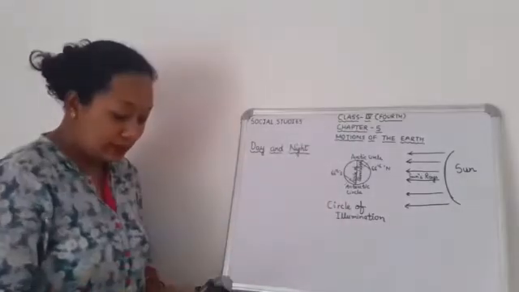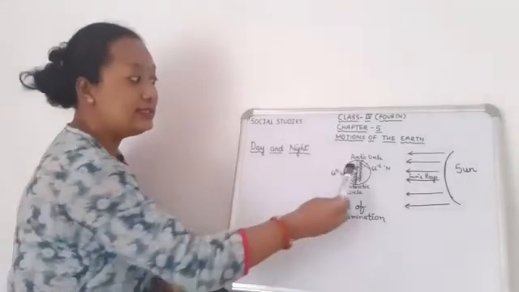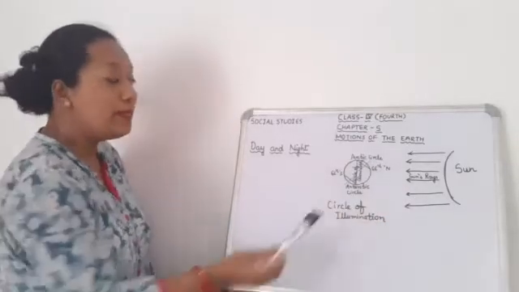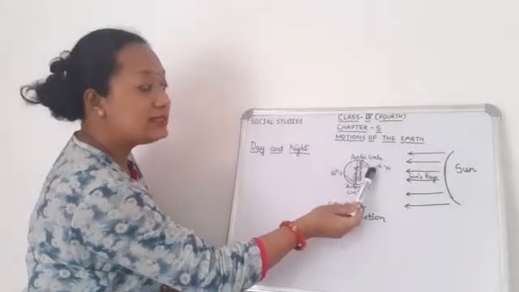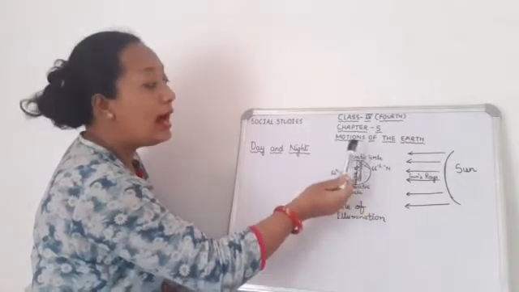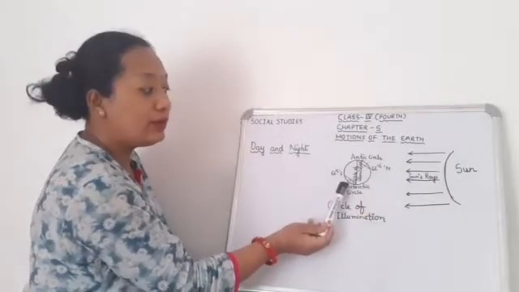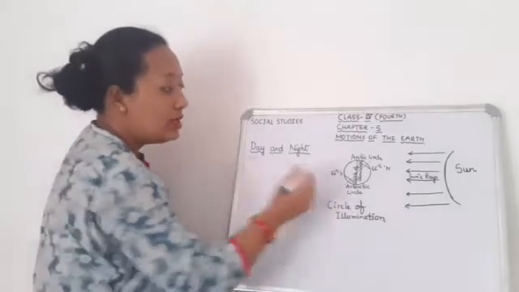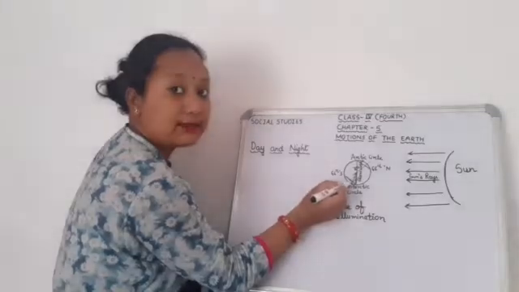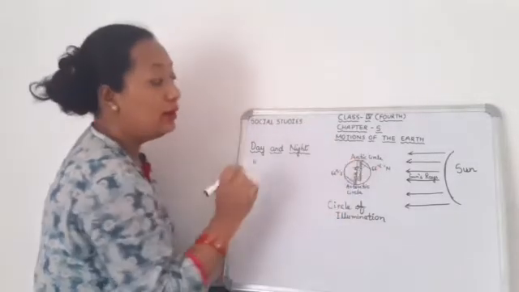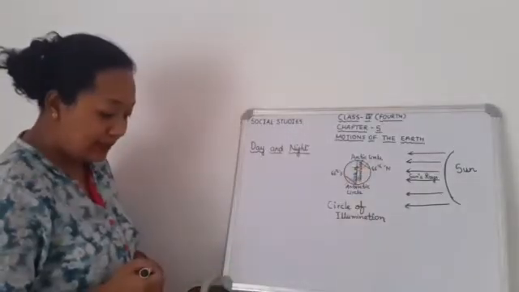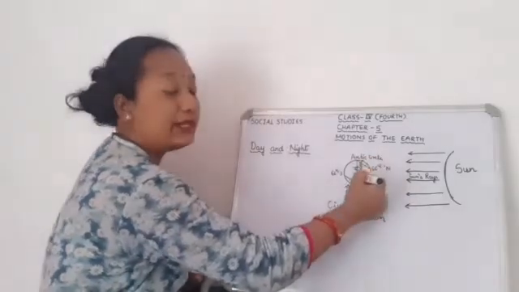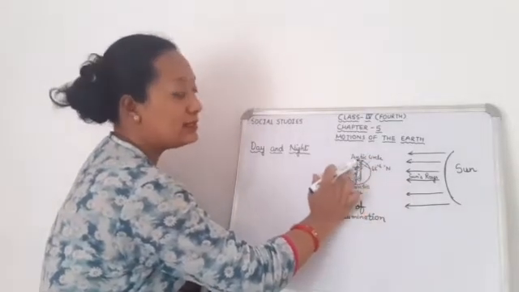And the dotted line here, this is an imaginary line and this is an axis. Okay, and here you can see I have drawn 66 and a half degrees north. This is called the Arctic Circle. And this one at the bottom, 66 and a half degrees south, this is the Antarctic Circle. And this line, this is also imaginary, is separating the lighted portion from the darkened portion.